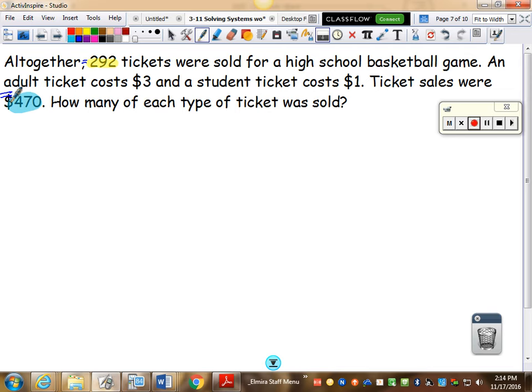So we're trying to figure out A, the number of adult tickets. And guys, it's really important you be specific. Don't just say adult tickets. What about them? Are you finding out the cost, or are you finding out how many? We're finding out how many. That's specifically what it's asking, how many. And student.